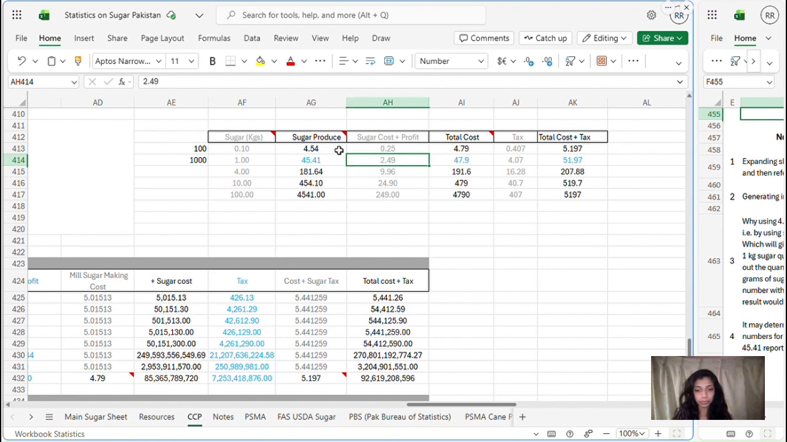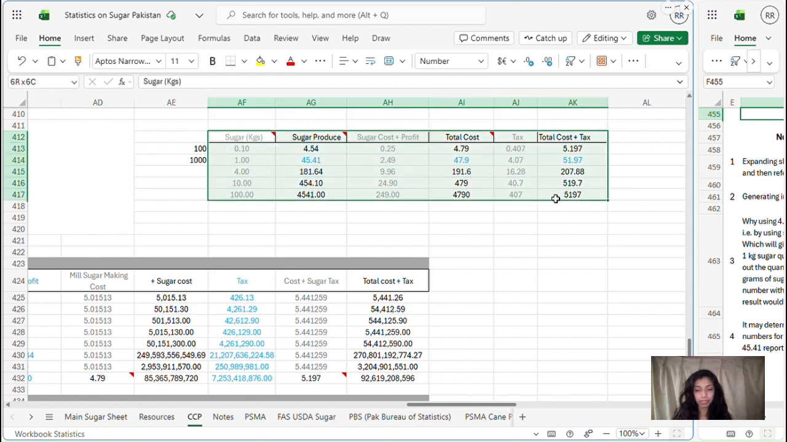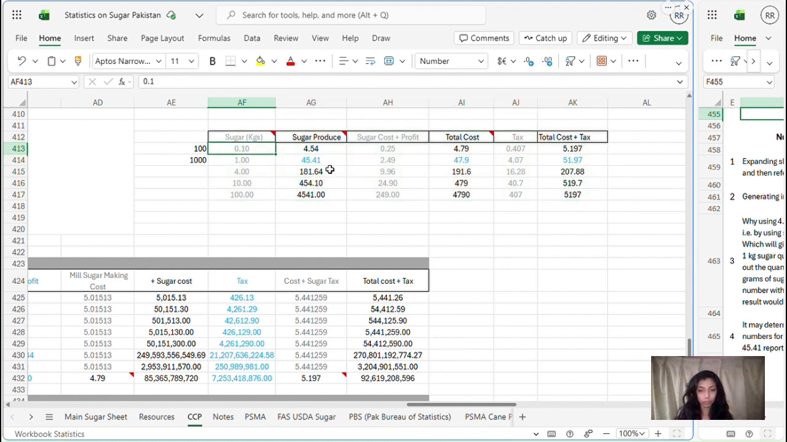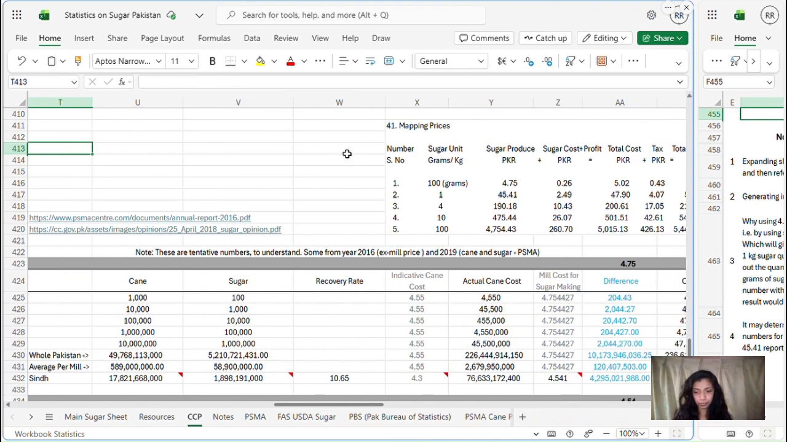So today we are going to expand on this table, and we are going to change the amount for sugarcane per kg price for 100 grams. So here we are going to use 4.75. Now that is the table.